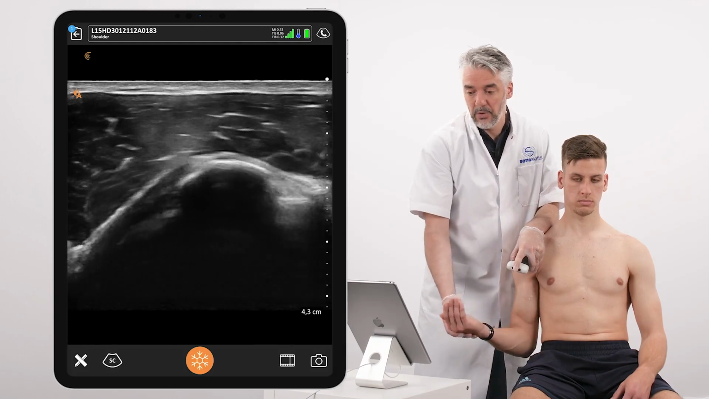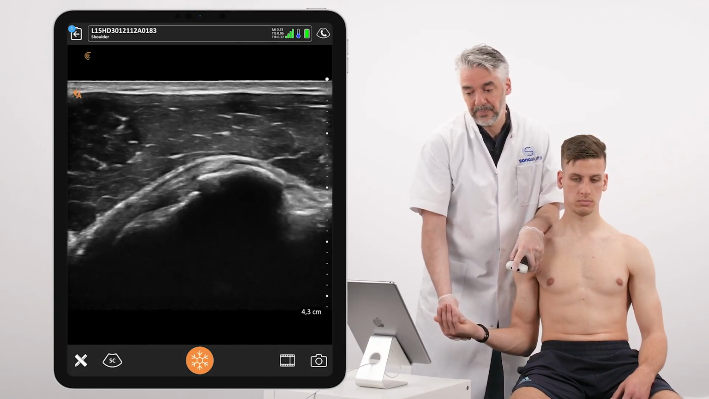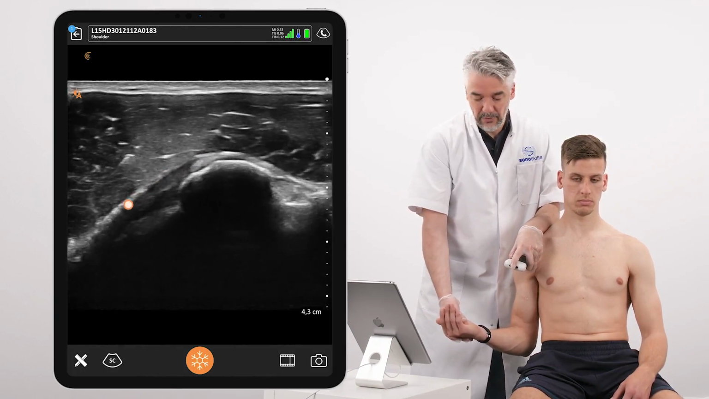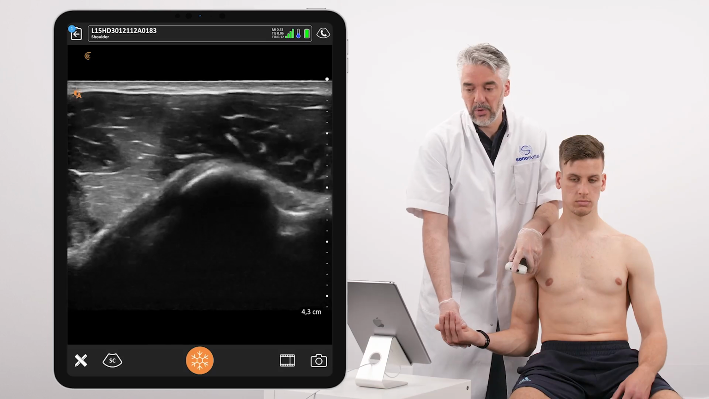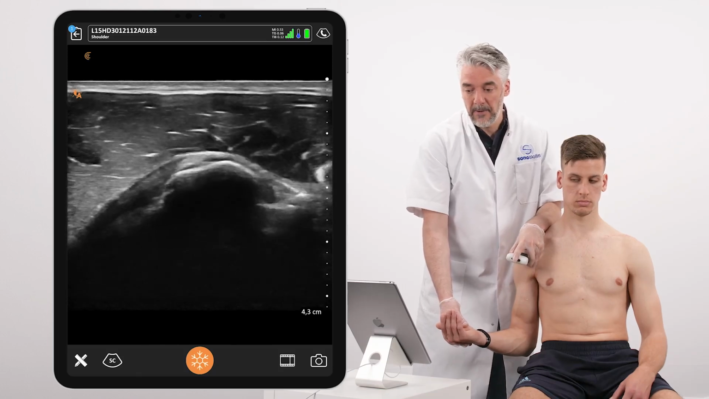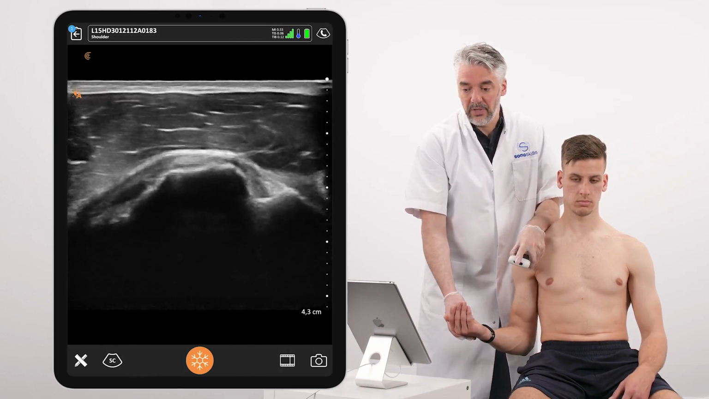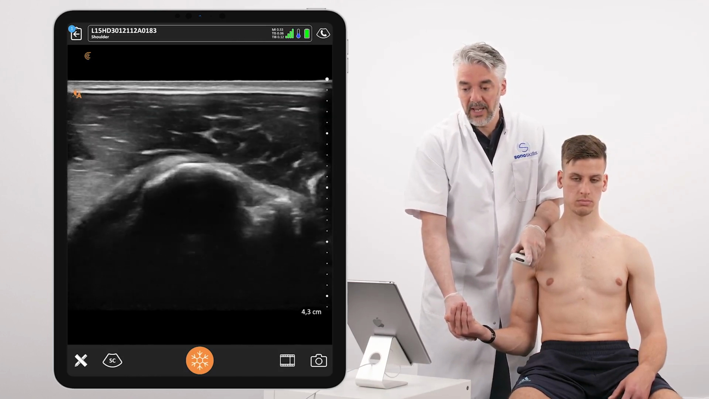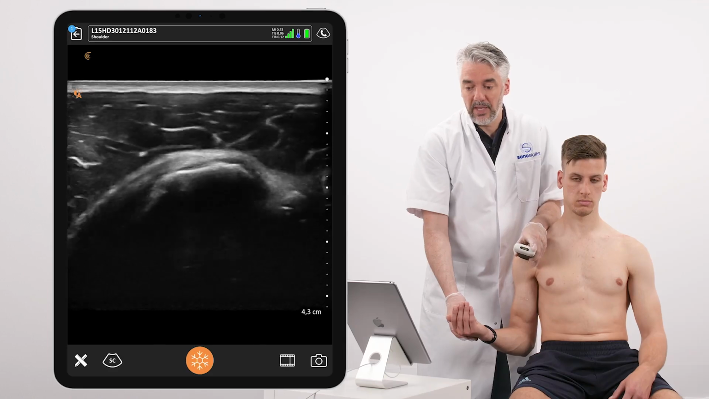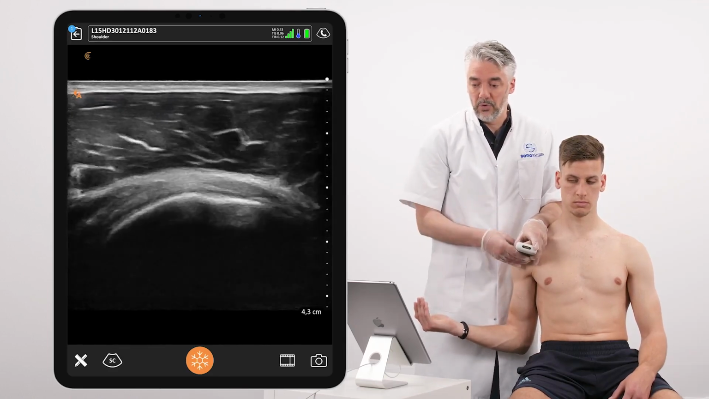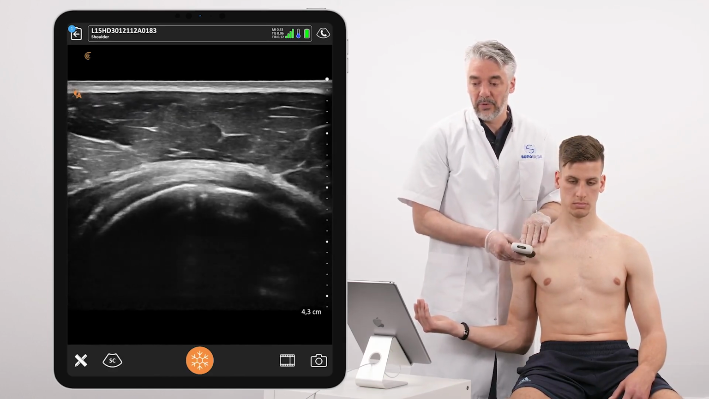Then from here on we're going to follow the subscapularis tendon. First, in 45 degrees of external rotation, I'm going to look at the insertion to the lesser tubercle. So this insertion looks fully okay, and if I'm happy with the insertion, then I'm going to externally rotate the arm towards 90 degrees of external rotation.